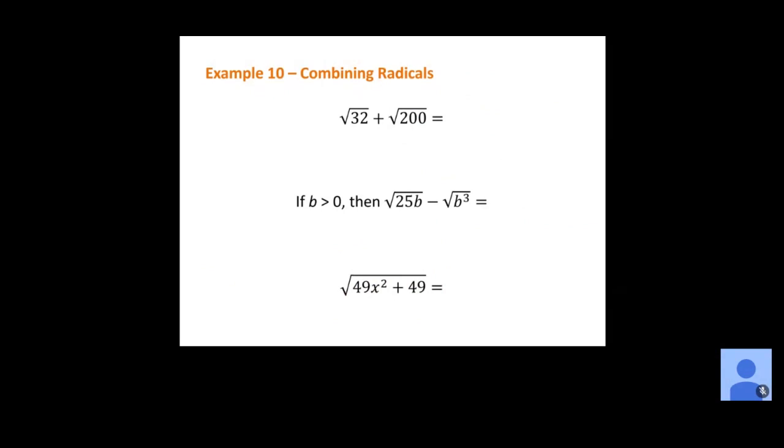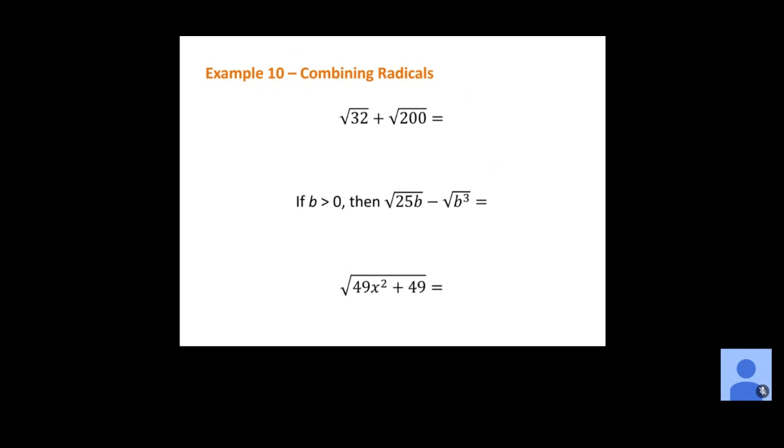Now, for addition and subtraction, we can only combine radicals if they have exactly the same root with the same number inside. So here, the square root of 32 and the square root of 200, we can't add those together as is because the 32 and the 200 would need to match. So what I want to do first is see if we can simplify these square roots. And then if we happen to get the same number inside the square root, then we can actually combine those like terms.